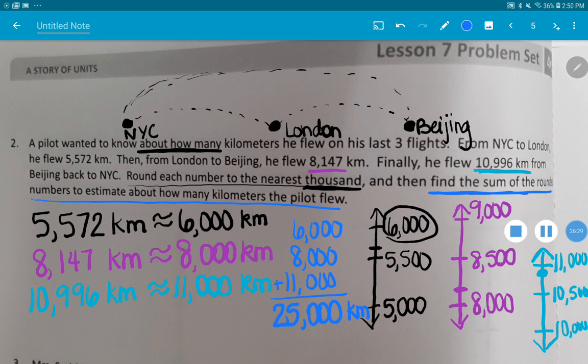All right, you're going to finish the rest of lesson 7 problem set, both sides.